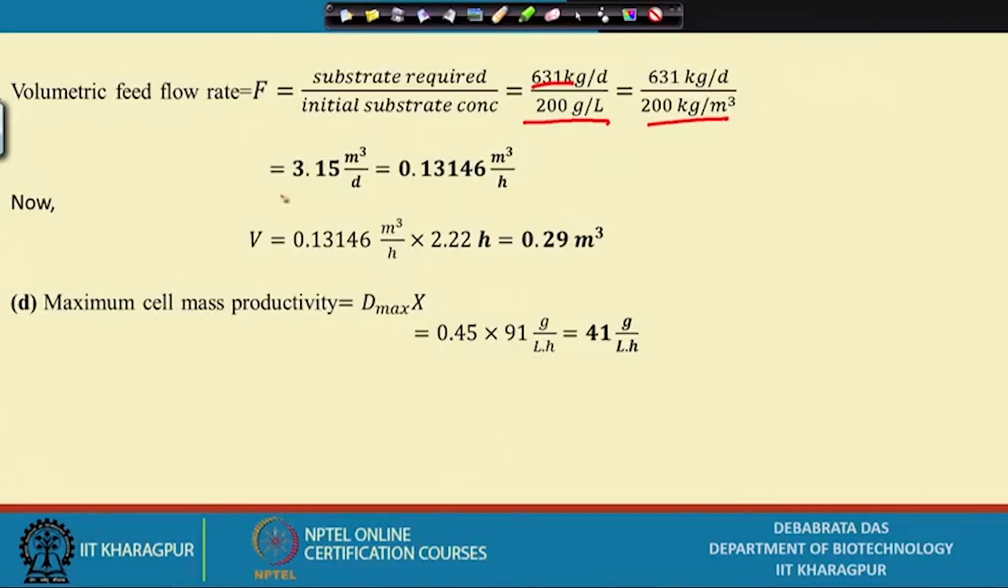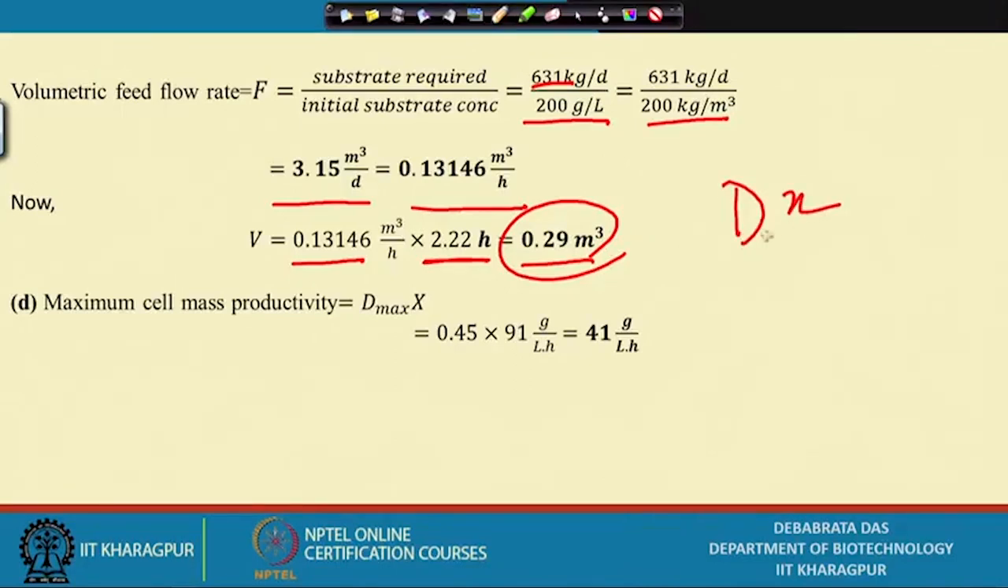So, this will be converted into 3.1 cubic meter per day, and we can convert this into hours by dividing by 24. Then it is 1.131 cubic meter per hour. Now, we have found that the total time required for the CSTR is 2.2 hours. So, you multiply this by the flow rate, and you will get the volume. This is the volume of the reactor we can calculate. At the same time, I told you how you can find the maximum D into X. Now, what is the D max value we calculated? D max value we calculated is 0.45.